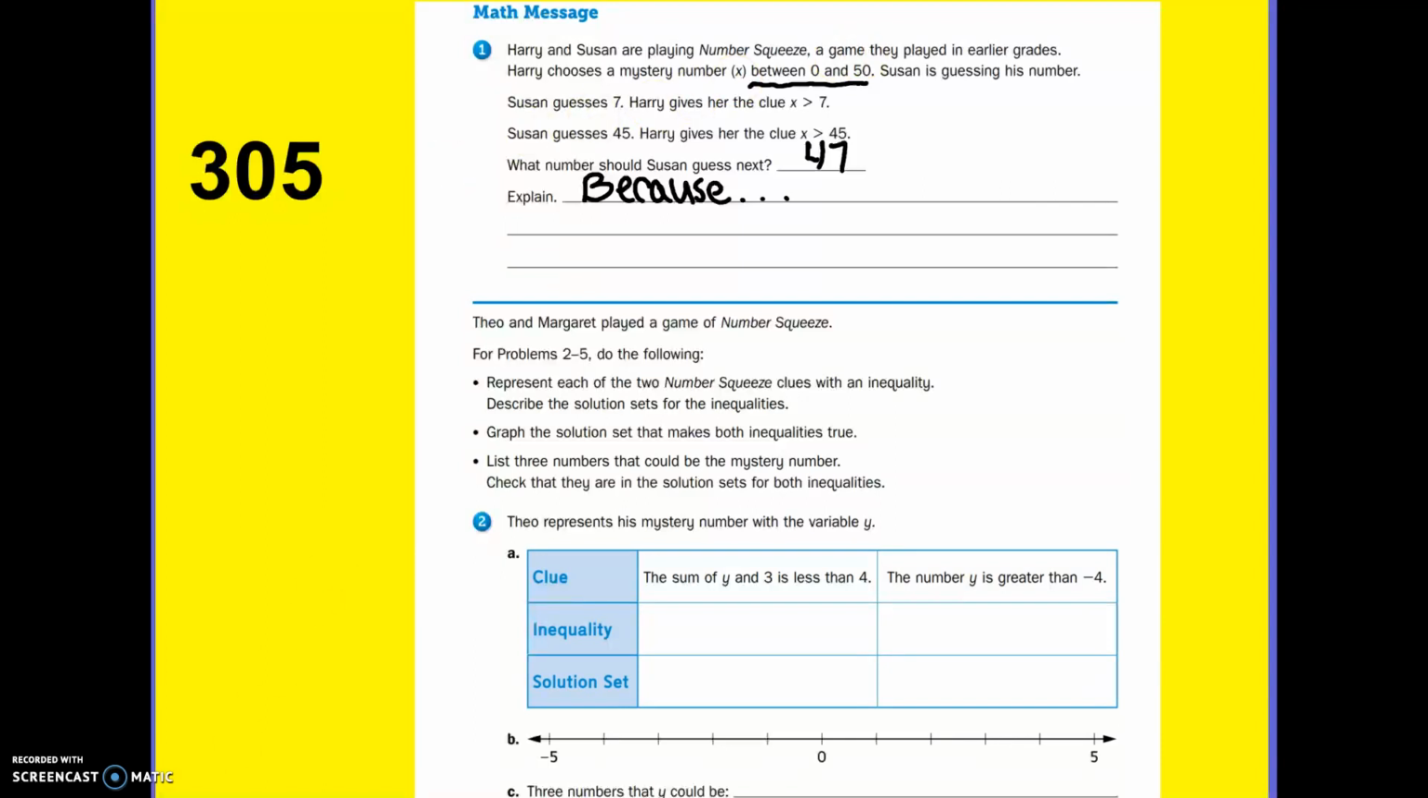So we have the clue that the sum of y and 3 is less than 4. I know that sum means the answer of an addition problem. So y plus 3 is going to be less than 4. Another way I could write this would be y is less than 1. Okay, how did I figure out y is less than 1?